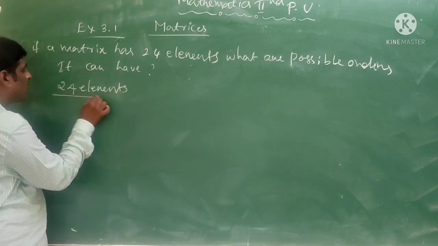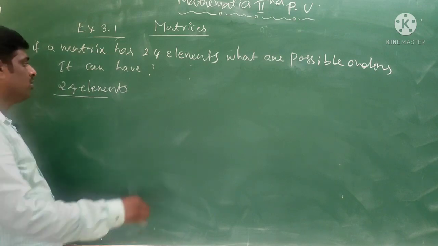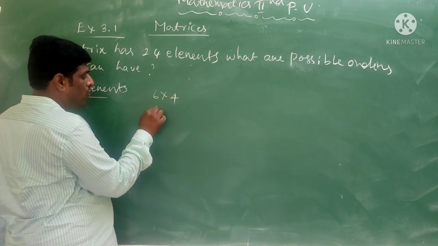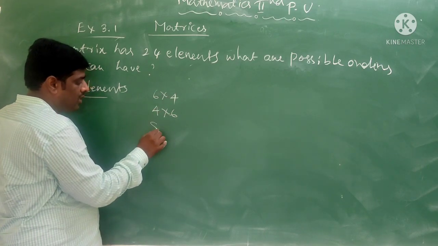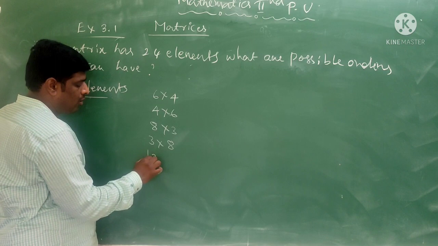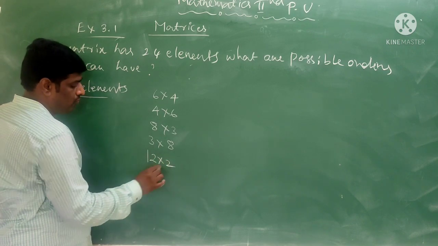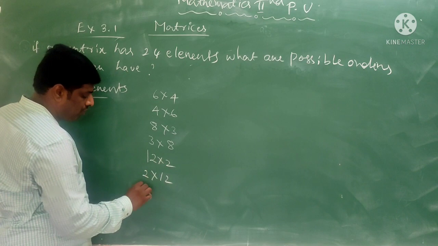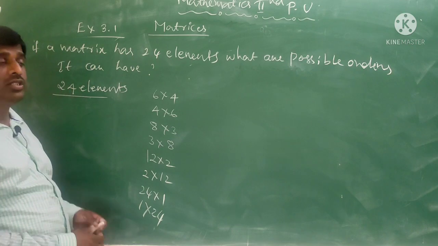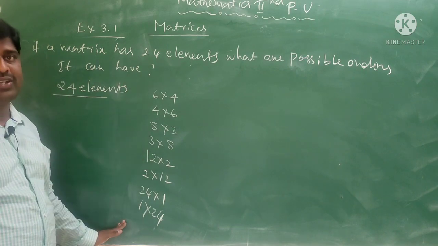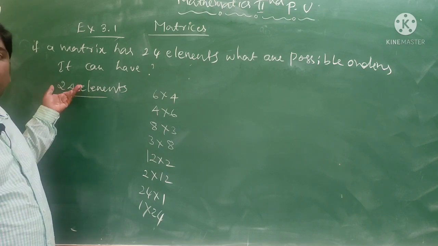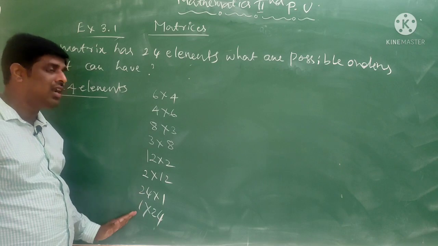Just we should write factors of 24. That is 6 into 4, 4 into 6, 8 into 3, 3 into 8, 12 into 2, 2 into 12, 24 into 1, 1 into 24. So these are the possible orders. Very simple, tricky, I will tell you. Just write factors of 24. That is the possible orders.